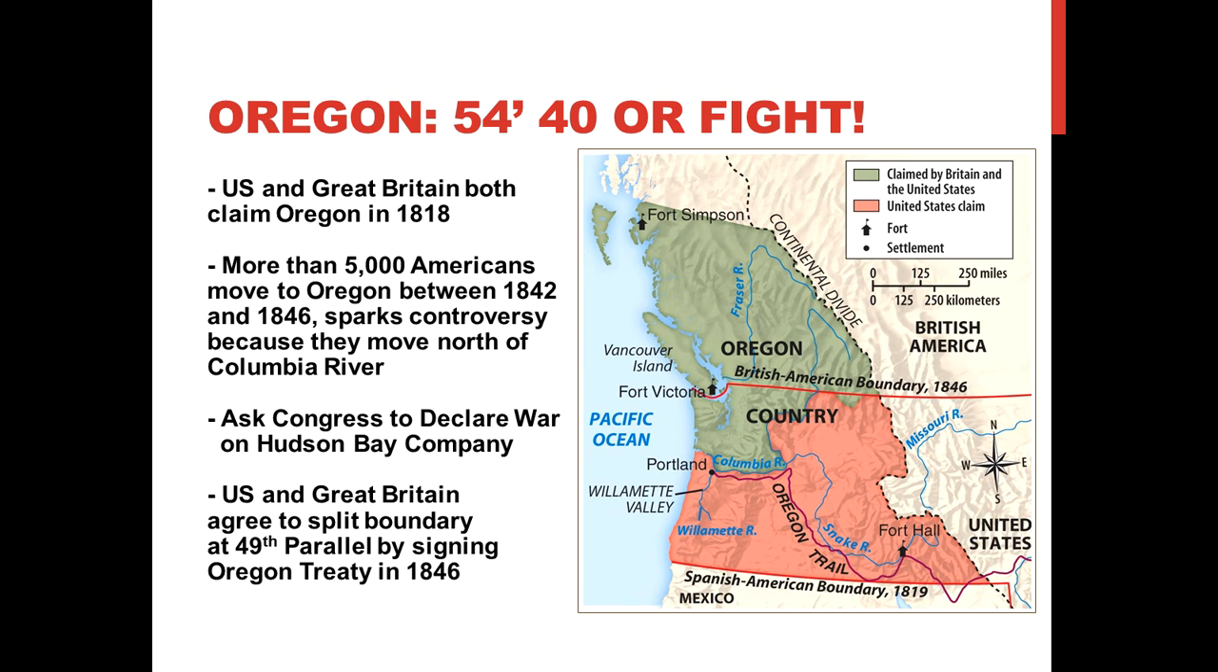Oregon is a big deal because we almost go to war with Britain over Oregon at the last second. We sign a treaty that splits the boundary of Oregon in half. But again, we almost had a third British war, even though we are somewhat neutral, because we are fighting over Oregon. And this is where the boundary is today based off of this treaty in 1846.